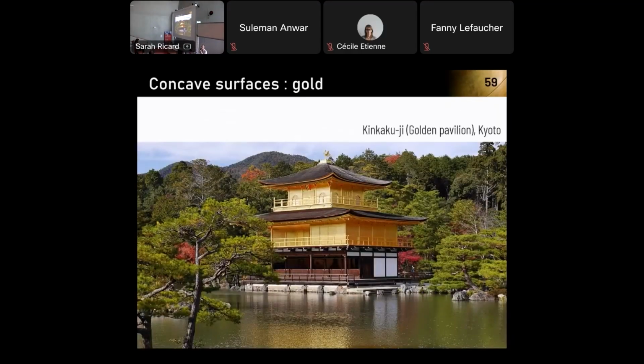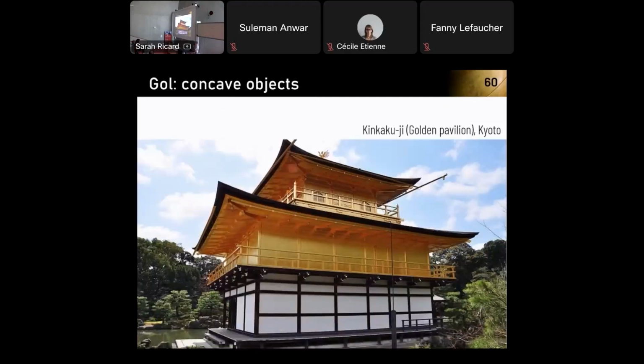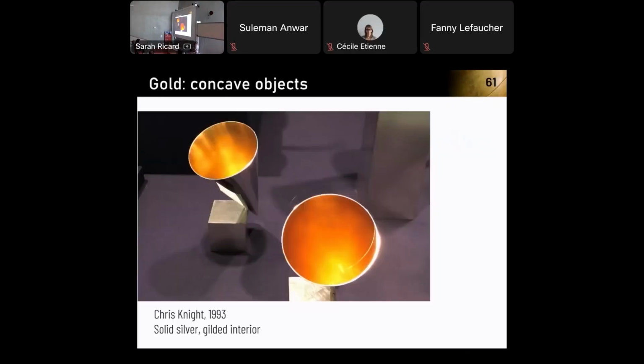This is something that we can see easily in some well-known objects. And you can see here the reflection, 1 reflection, it is the pale yellow color, but where the light is reflected multiple times, we'll see a deeper yellow color for gold. Another view.